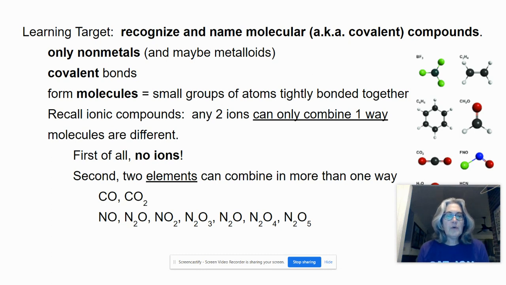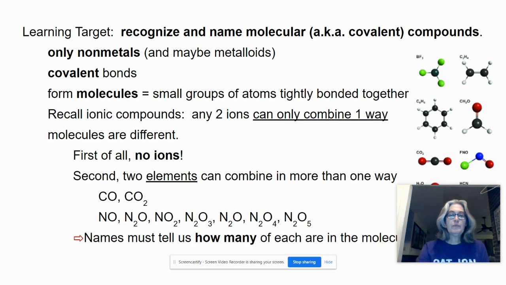Let me just tell you the names of all these nitrogen and oxygen compounds. First one is nitrogen monoxide. Second one is dinitrogen monoxide. The third one is nitrogen dioxide. Then we have dinitrogen trioxide. Then we have dinitrogen tetroxide and dinitrogen pentoxide. So you're probably getting an idea of what the pattern is. So the names have got to tell us how many of each element are in the molecule.